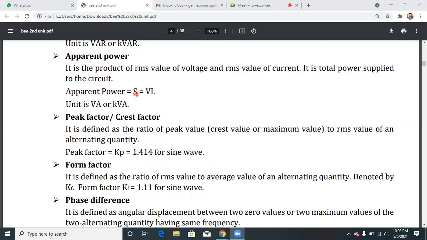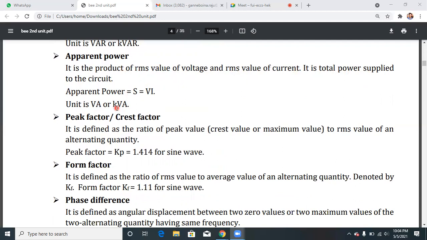The apparent power S is equal to V into I. The apparent power is denoted by S, that is equal to V into I. Units are VA or kilovolt ampere, volt amperes or kilovolt amperes. kVA is nothing but a rating. This is one of the ratings of devices.